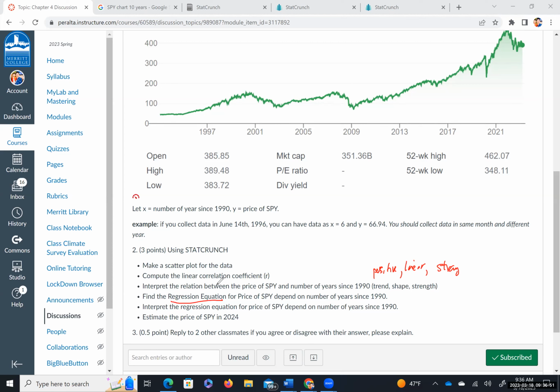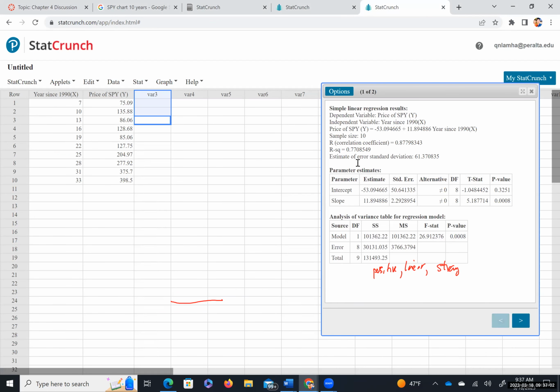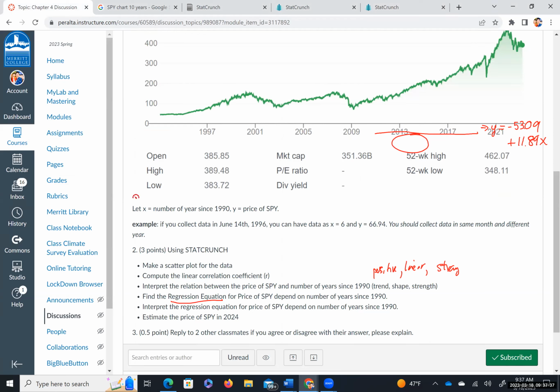All right, and what else? Find the regression equation for the price. So let's combine with StatCrunch again. I can rewrite it as y equals -53.09 (using two decimal places) plus 11.89 x, right? Correlation is here. So what's the other question? Interpret the regression equation for the price of SPY depending on the number of years.